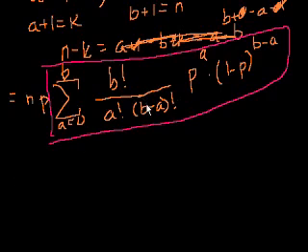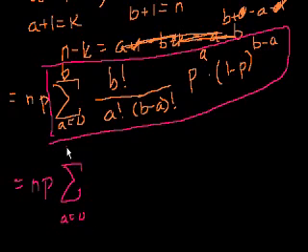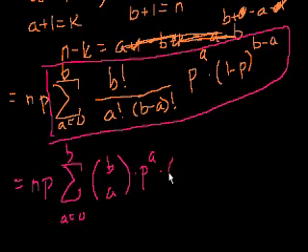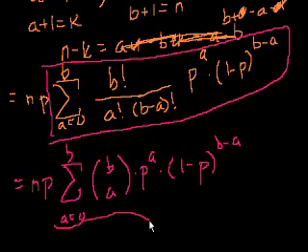Let me rewrite it a simpler way. This is equal to np times the sum from a equals 0 to b. What is this? This is b choose a. If I have b things and I want to choose a things from them, how many different ways can I? Times p to the a times 1 minus p to the b minus a. What is this thing here?